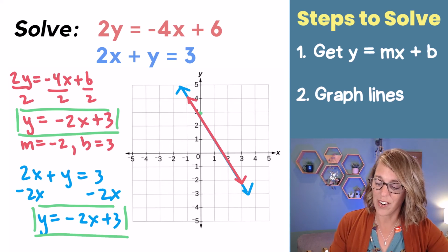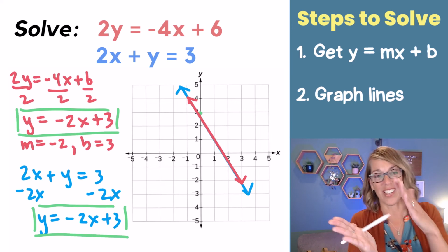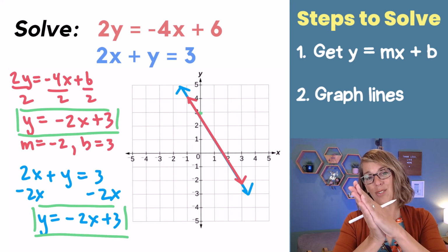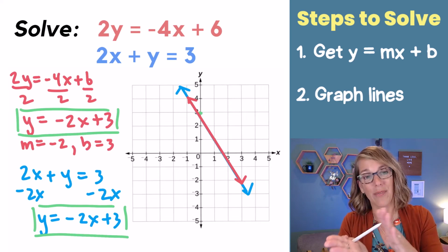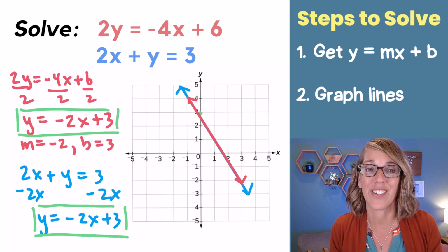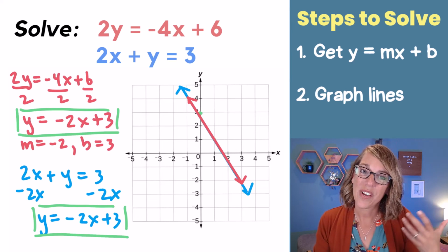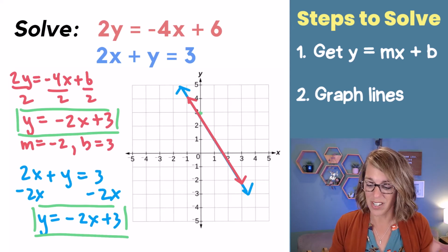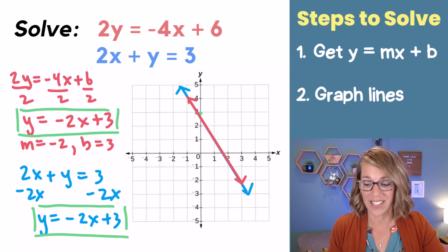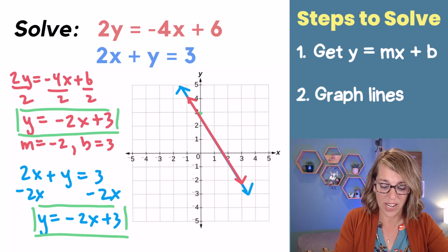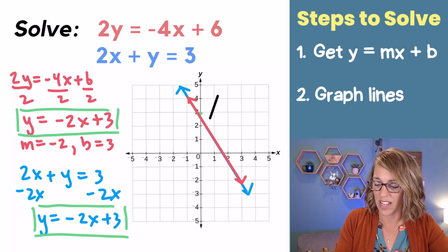Now, the trick, there are infinitely many solutions. Every single point on these two lines match. And remember that our solution are intersection points. So in order to express the solution, I don't just want any points. I want all of the points on this line.